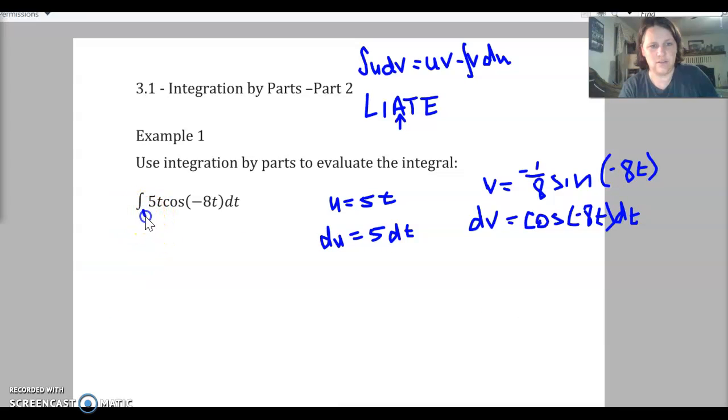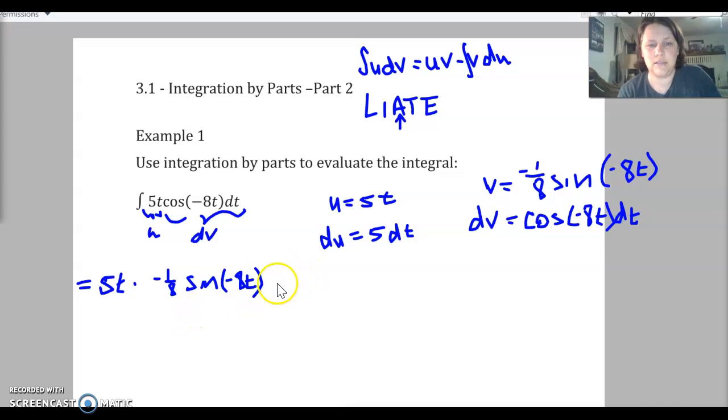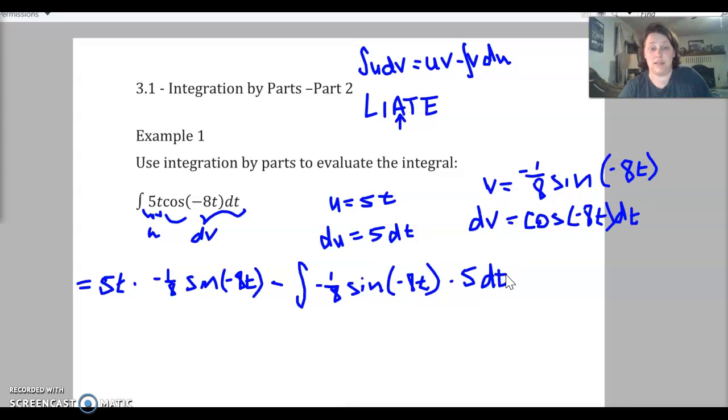So the integral of u dv is equal to uv, which is going to be 5t times negative 1/8 sine of negative 8t, and then minus the integral of v, which is negative 1/8 sine of negative 8t, and then that's v, and then du, which is times 5 dt. Okay, so we've got a lot of cleaning up we can do here.